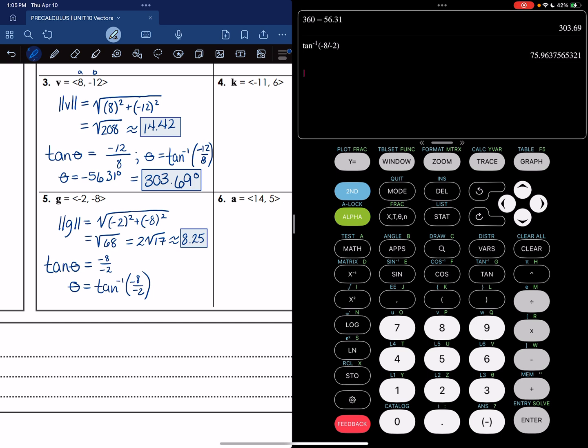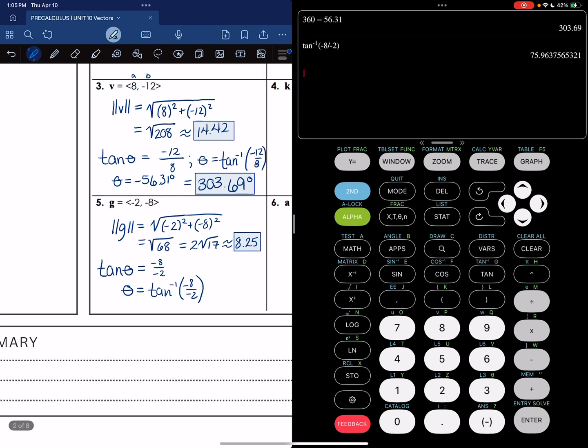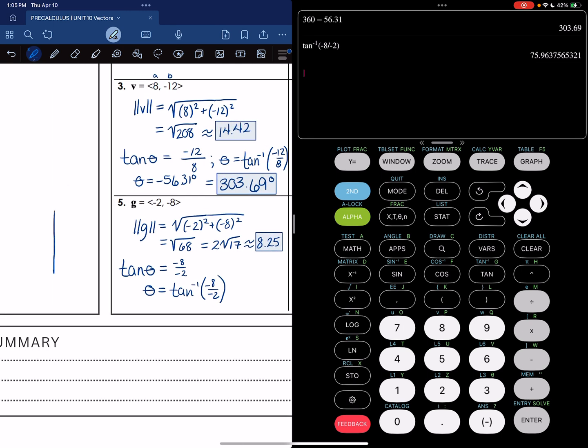Now, be aware of which quadrant this is in and that this does make sense. Which quadrant would we be in to have these two components, -2 and -8? It would have to be down here. So does it make sense, if that's your terminal point, that I've only gone 75 degrees? No, that does not make sense. What must we have here? This must actually be your reference angle.